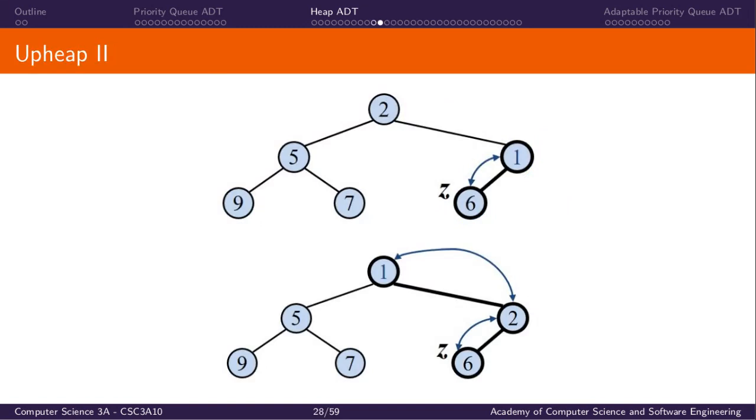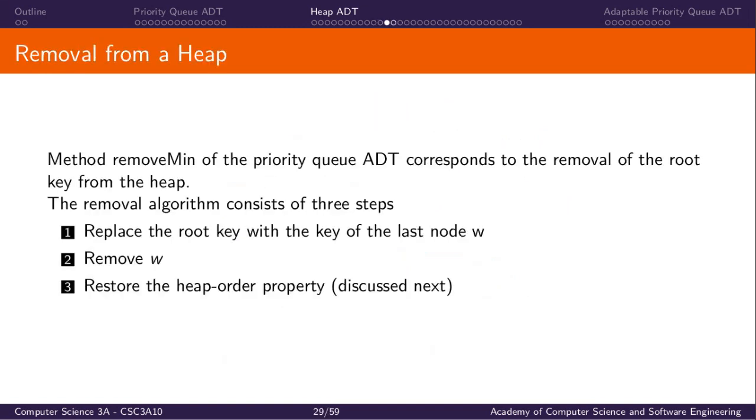Right, did I skip anything there? No. All right. Then what about removal from a heap? So we now know how we could execute our insert method, inserting into our priority queue that we're storing in this heap. However, how do we execute the remove min method of our priority queue?